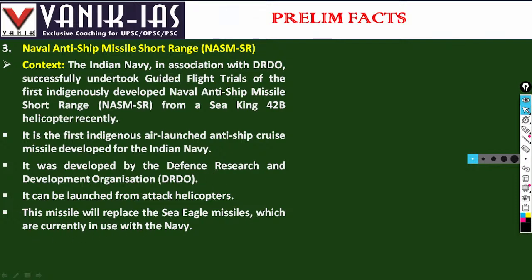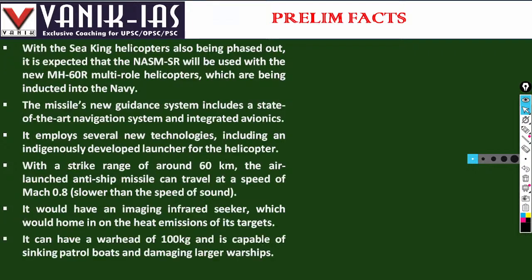This missile will replace the Sea Eagle missiles, which are currently in use with the Navy. This is a better version. With the Sea King helicopters also being phased out, it is expected that the NASMSR will be used with the new MH-60R multi-role helicopters, which are being inducted into the Navy. The missile's new guidance system includes a state-of-the-art navigation system and integrated avionics. It employs several new technologies, including an indigenously developed launcher for the helicopter.